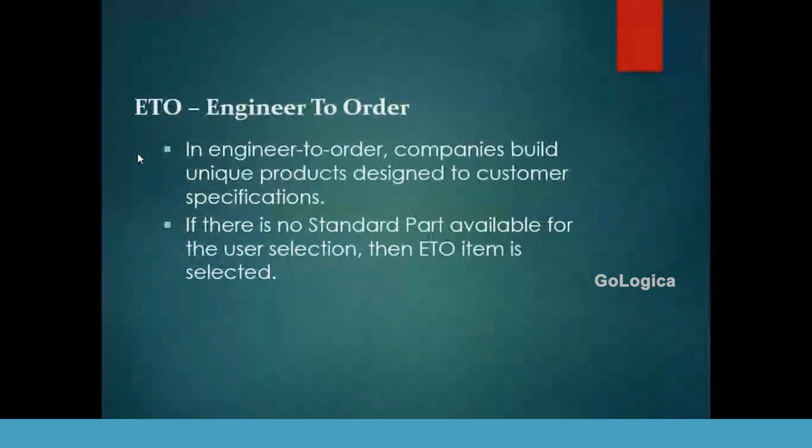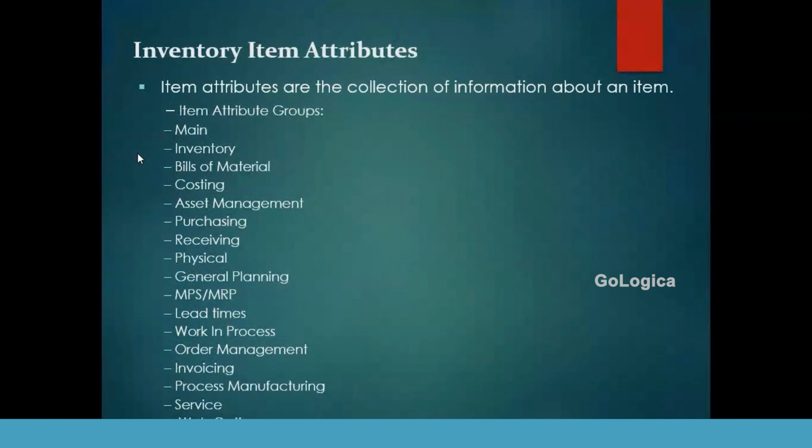Okay, so this was all about the classification of items into various types. Now coming to another part, item attributes. I told you, when we apply the templates, ATO model, ATO item, option class and standard item, all these attributes will get set. What are the item attribute groups? Main, inventory, bills of material, costing, asset management, purchasing, receiving, physical, general planning, lead time, work in process, order management, invoicing.